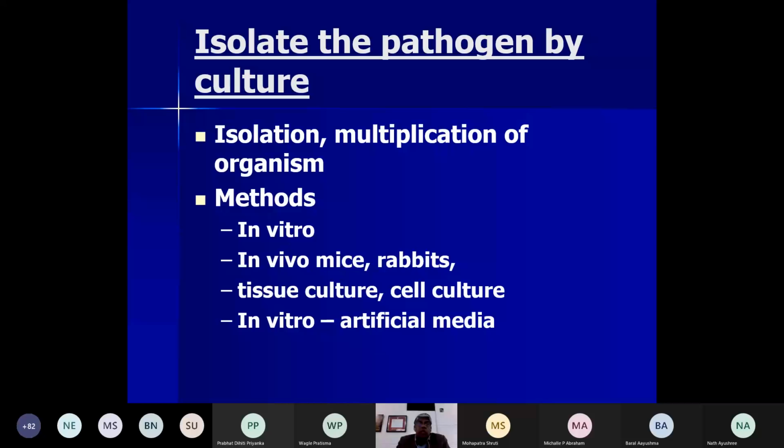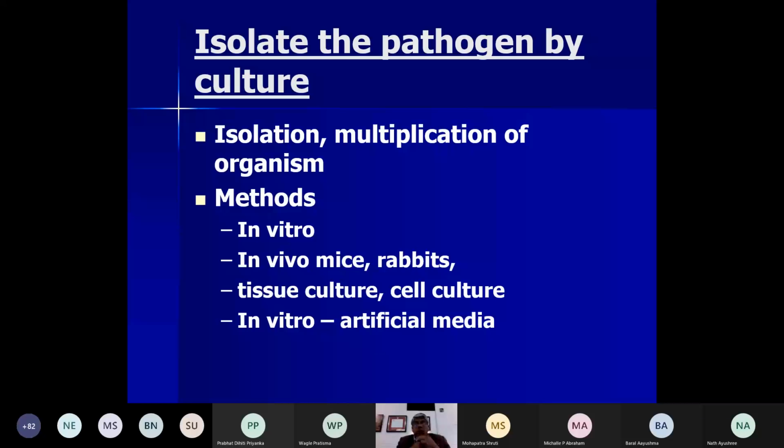So by microscopy, or by demonstration of PCR, or by antigen, or by toxin, we have had some idea that this is most likely the pathogen. Now we need to isolate the pathogen. So again, we need to collect the specimen from where we can isolate the pathogen. That specimen could be the same or similar specimen which we have collected for demonstration, or could be an entirely different specimen.